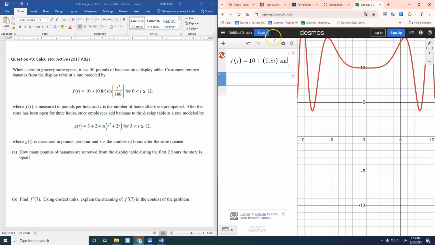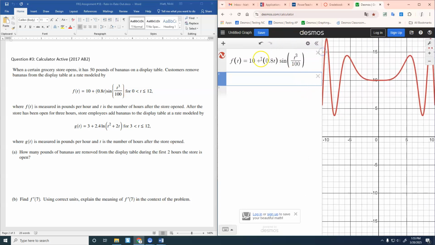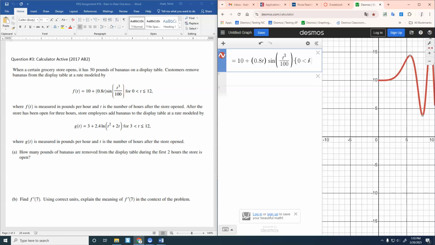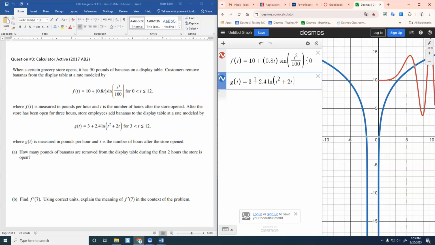All right. So, y'all, well, that's a crazy graph. Make sure I've got everything in right. And in fact, I would probably go ahead and do 0 less than t less than or equal to 12. That way you will only be looking at the part that you really need. And g of t equals 3 plus 2.4 natural log of t squared plus 2t.